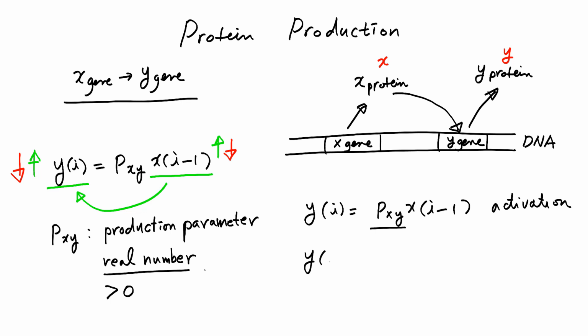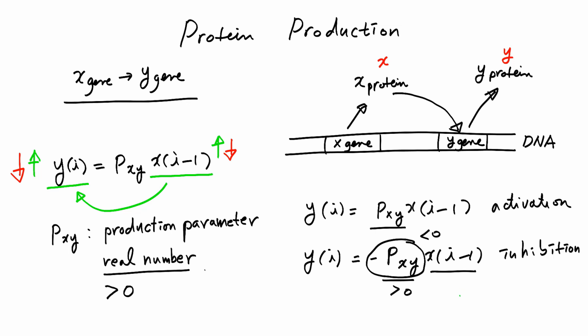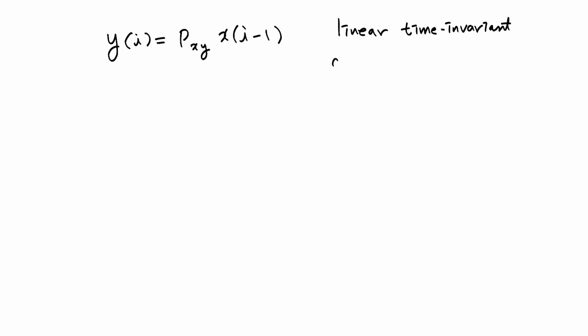But in case we have negative P sub xy times X of i minus 1, this is a positive number, but we have a negative sign. So the whole thing becomes a negative number. And we have inhibition. As X increases, Y decreases. Now we've seen this model. Y of i is P sub xy times X of i minus 1. And this is a linear time invariant differential equation.